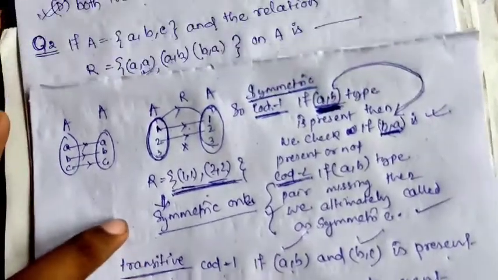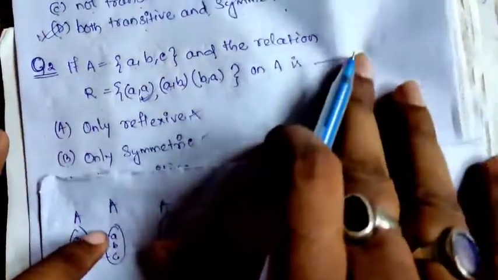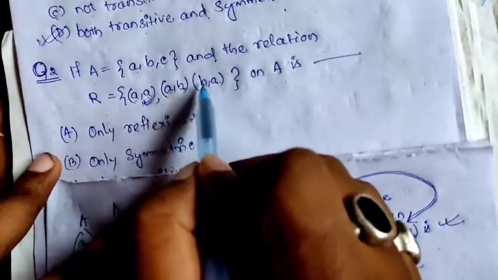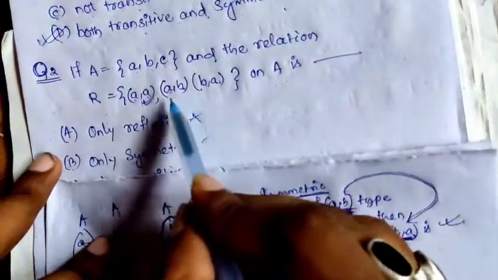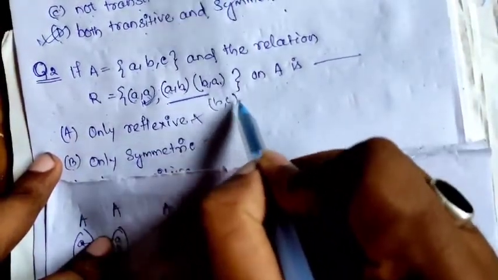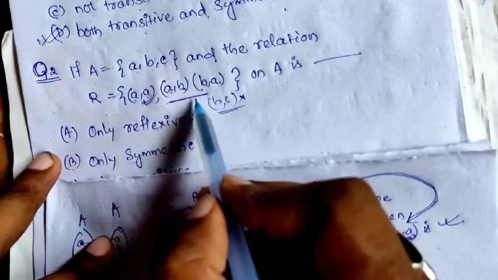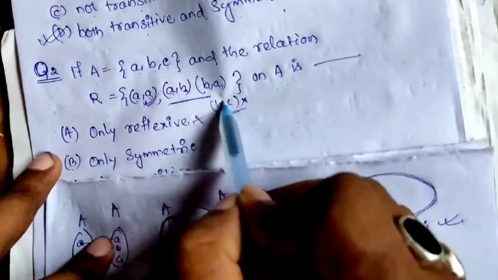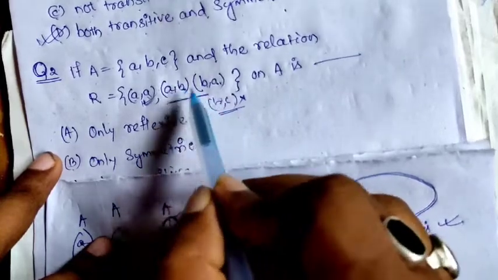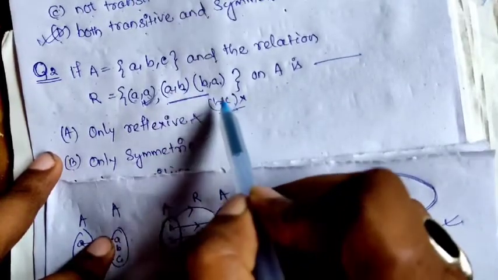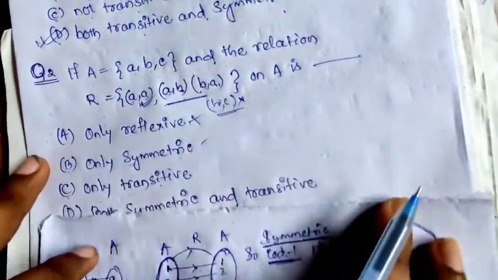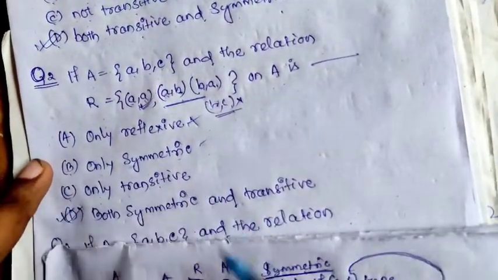Okay, here in the ordered pairs, AA is present, AB is present and BA is present. Here AB is present but BC is missing. So according to condition 2, if either one of AB and BC, out of the two, is missing, then it ultimately becomes a transitive one. So it is both transitive and symmetric. That is, option D is correct. Okay.